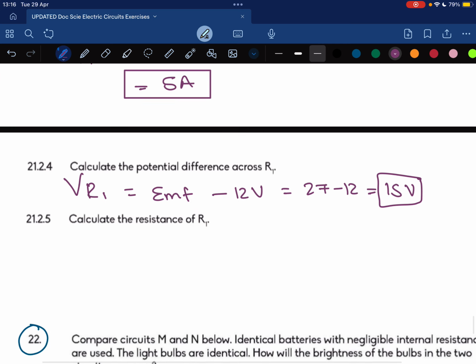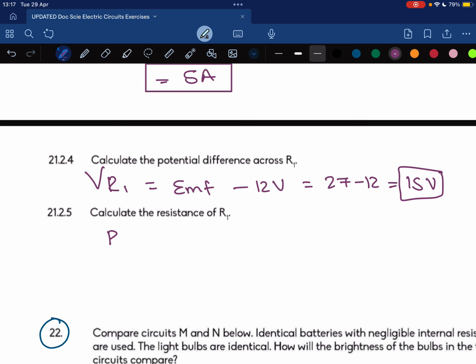Then it says calculate the resistance. Hopefully this is quite easy because we have the current and we have the voltage. So R1 is equal to V1 over I1, which is going to be 15 divided by 5, which is just 3 ohms.